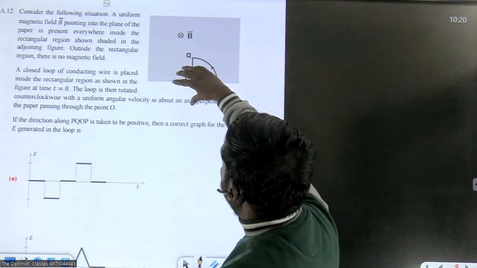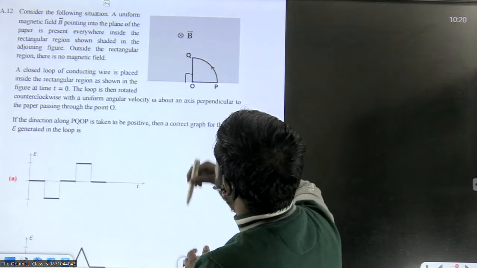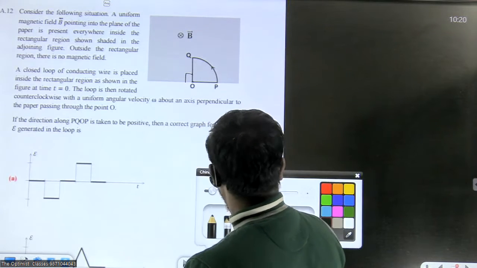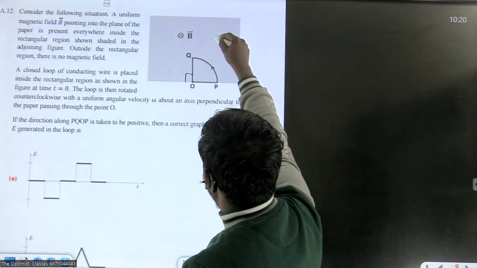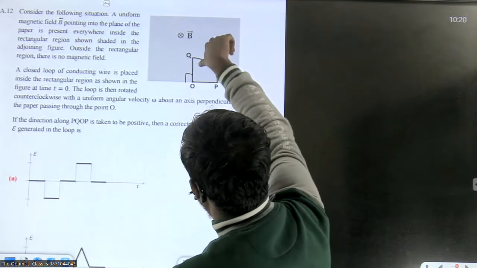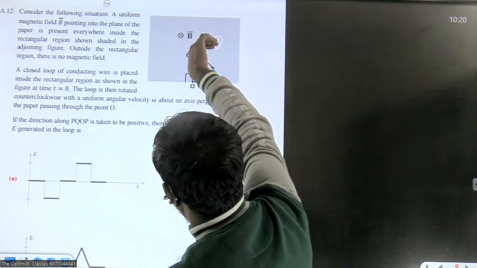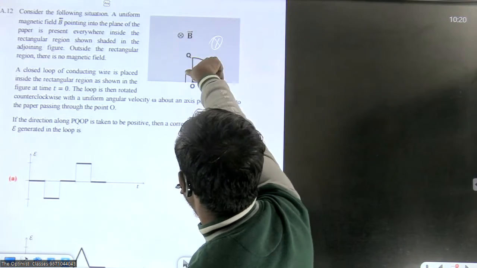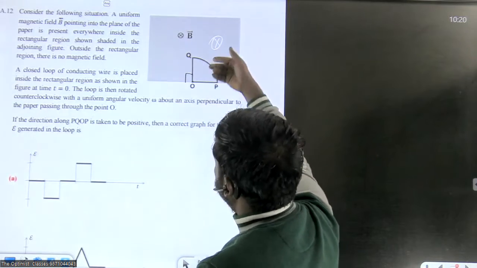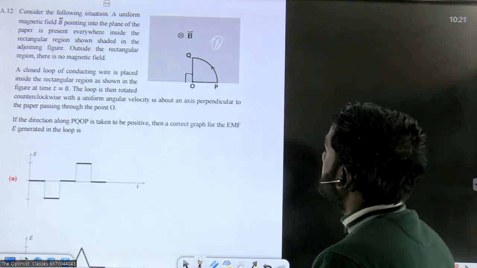When it is coming out, flux is decreasing, so the magnetic field is downward. The magnetic field is actually into the page. So we'll have to put the thumb in the direction of the magnetic field. When we do, our fingers curl opposite to this arrow. So initially EMF will be negative actually. Sorry, I had said upward.